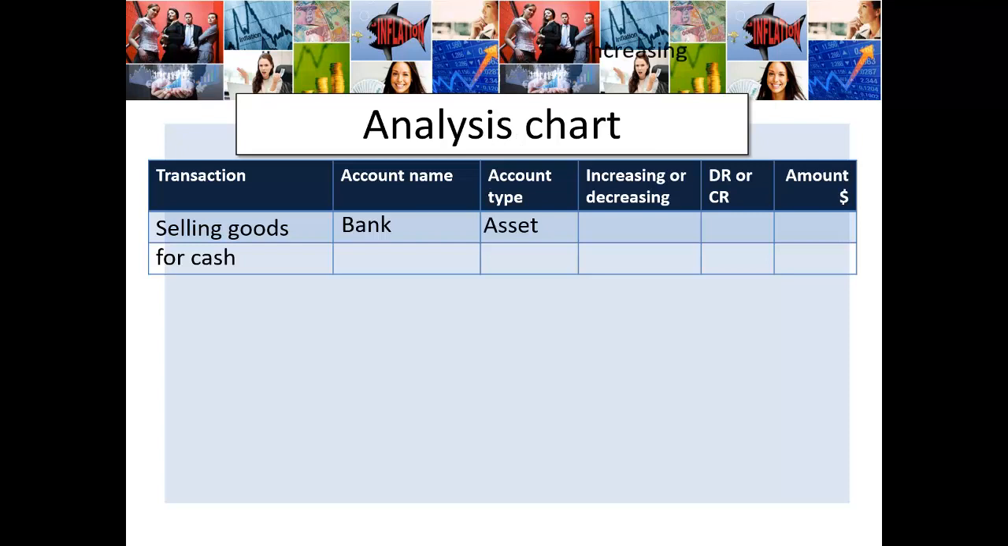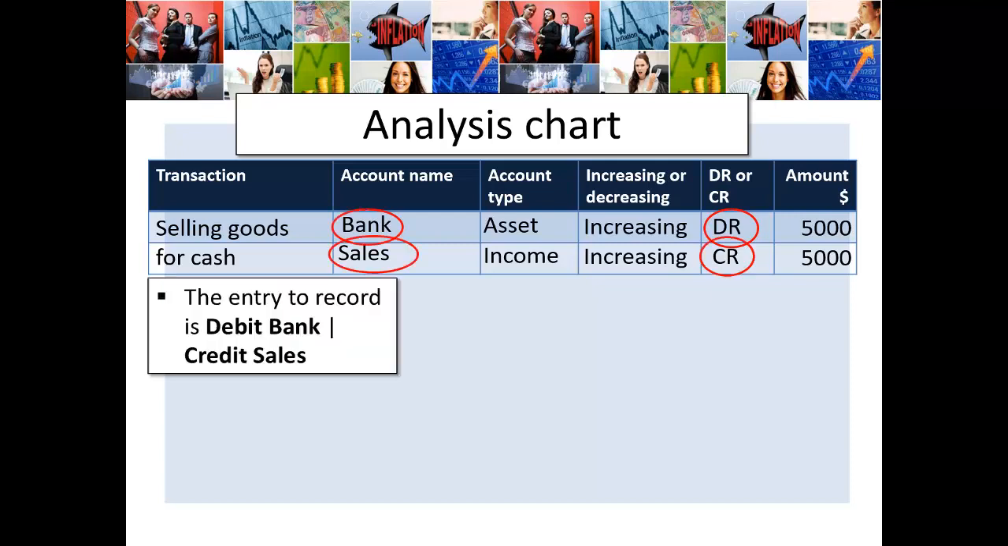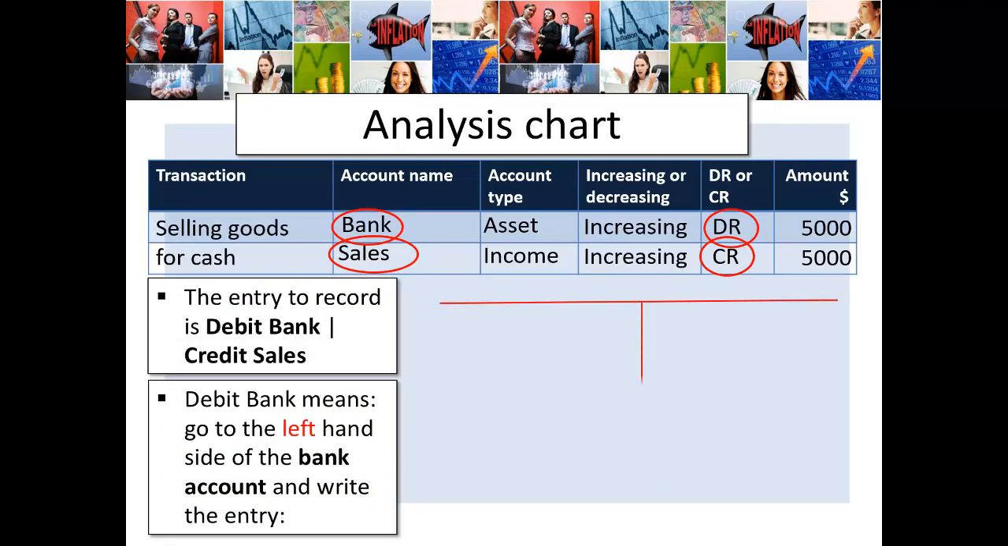Selling goods for cash, two types of accounts. We have the bank. Bank's an asset, it's increasing, so the normal nature must be a debit. Sales, income, increasing, credit. So the entry to record is debit, bank, credit, sales. Our two accounts, we'll start with the first one, the debit account, bank. Debit bank means go to the left hand side of the bank account and write the entry sales, sales being the cross reference of the other account, and the amount. So just pause and think what the other account is going to be, the one associated with sales.